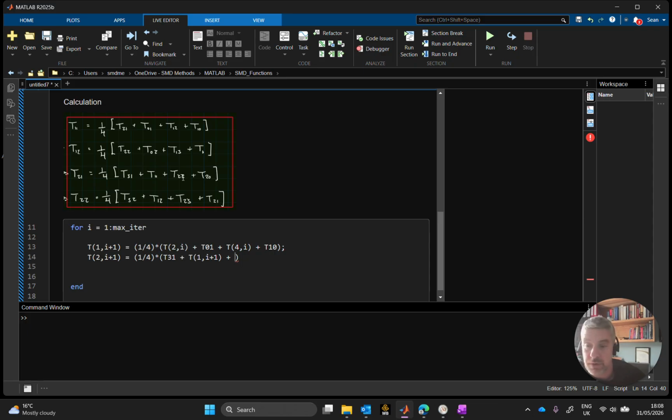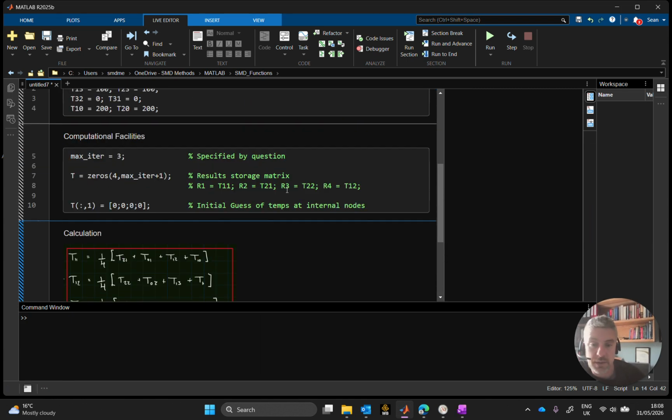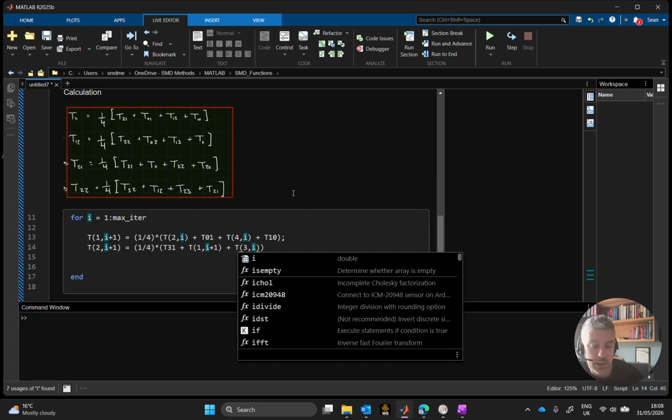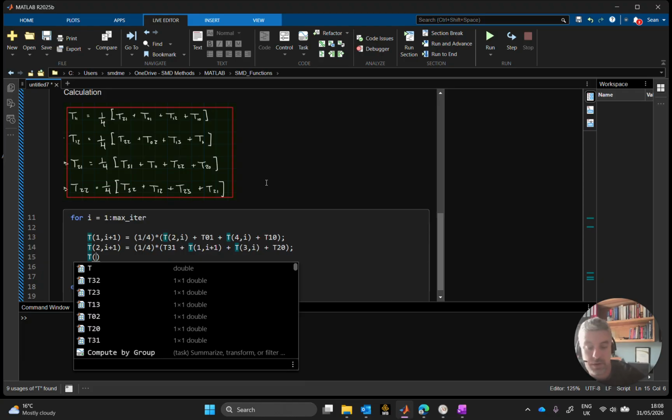So T11 plus T22, which we haven't solved for yet, so it's still going to be T22 at iteration I, which exists in R3, plus finally T20. Okay, next one is my third row.